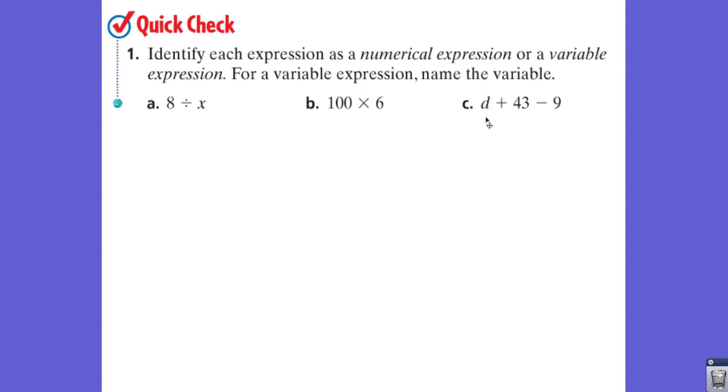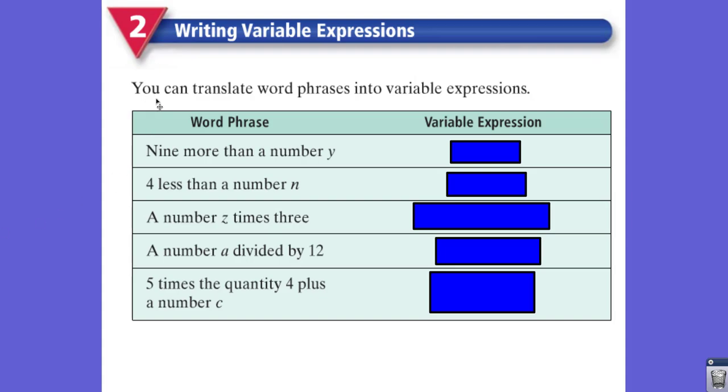Now that we understand the idea between a numerical versus a variable expression, let's learn how to write them. Okay? So it says you can translate word phrases into variable expressions. And that's what we want to try to do. Take these word sentences and translate them into math. When you're dealing with algebra, you're really dealing with a brand new language. It's the language of algebra. And you have to translate these things into expressions. We've done some of this before when we dealt with equations, so it shouldn't be anything new.